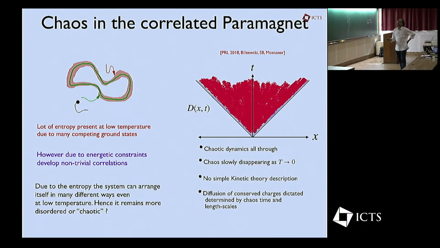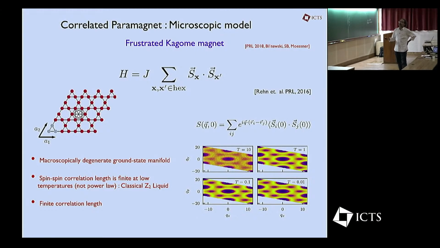Okay, so just to tell you briefly about this correlated paramagnet, the reason for this behavior is basically the fact that there are a large number of ground states, and so there is a huge entropy even at very low temperature, and the system remains more disordered or chaotic, even though non-trivial correlations develop in the system, and this shows up in this measure of chaos. Okay, so the particular model that I'll take, which shows this correlated paramagnetic behavior all the way to 0 temperature, is this frustrated Kagome magnet, which is on this corner-sharing triangular lattice. And what we know from earlier results is that this has a macroscopically degenerate ground state manifold, and the spin-spin correlations are finite.